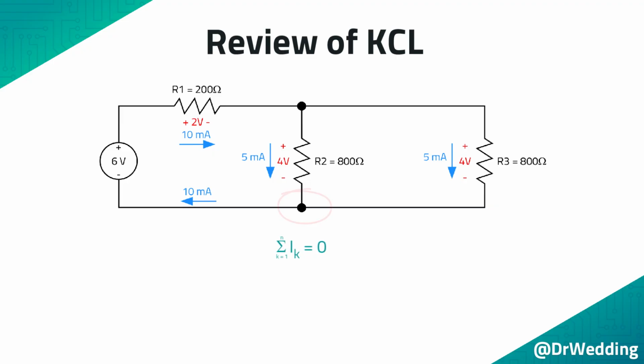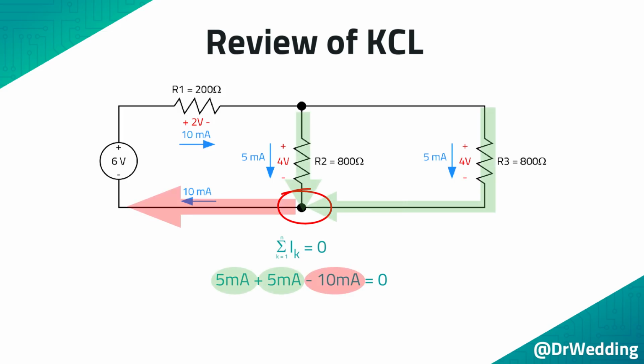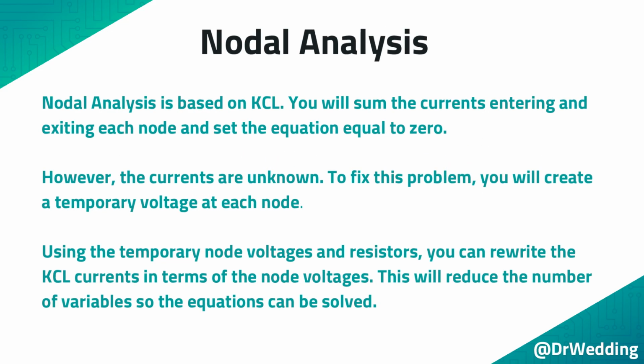The same is true for the lower node. If you add the currents entering this node and subtract the currents exiting this node, you will see that the currents will sum to zero. This very simple concept is the basis for nodal analysis. Nodal analysis is based on KCL. You will sum the currents entering and exiting each node and set the equation equal to zero.